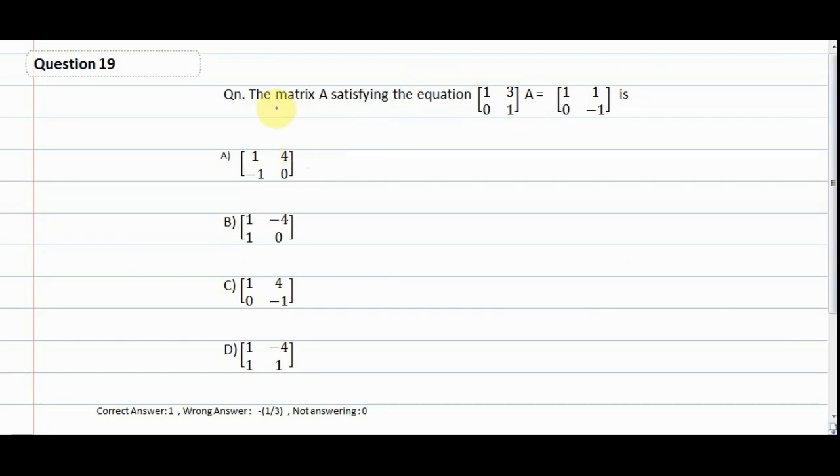The matrix A satisfying the equation. We have an equation here in terms of matrices, and we have to find out the matrix A. You may pause the video and try to solve this by yourself. Now let's see how to solve this.